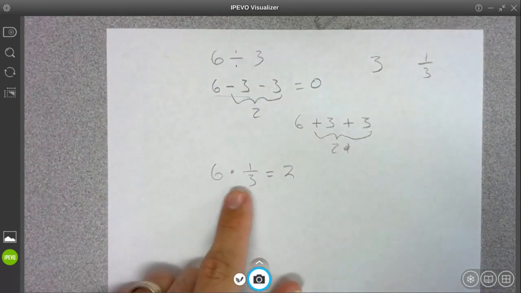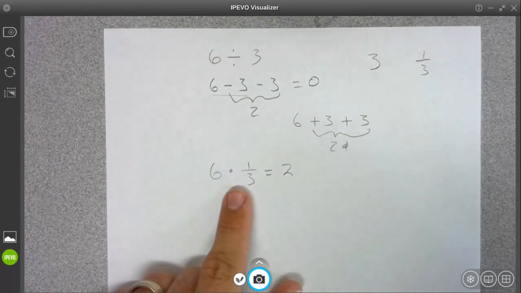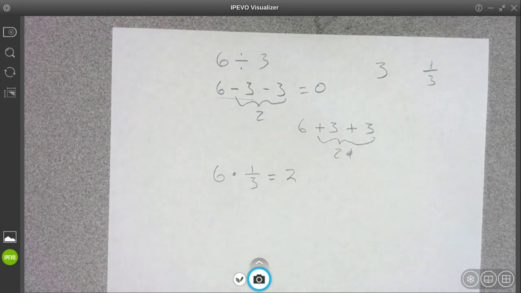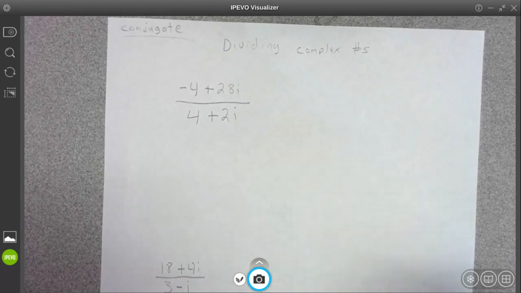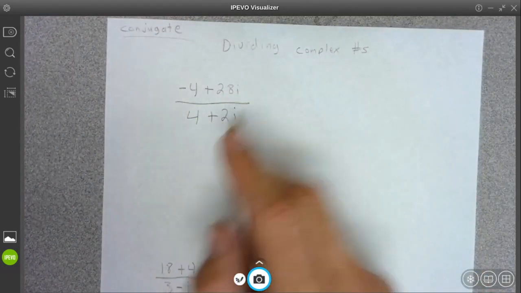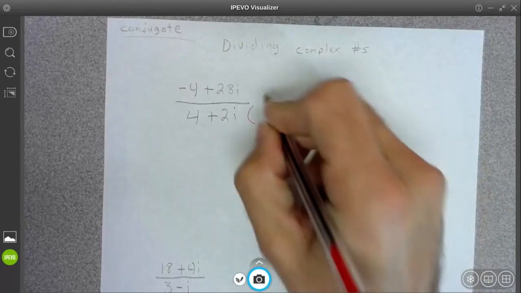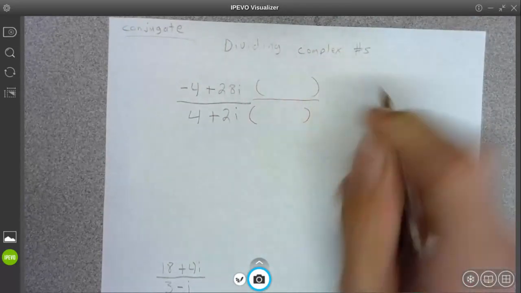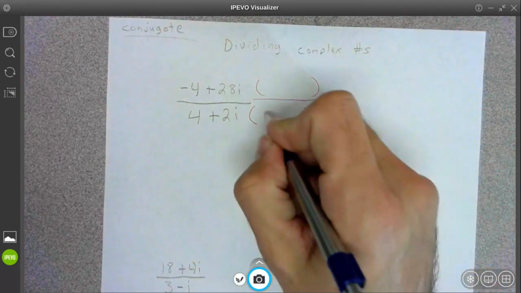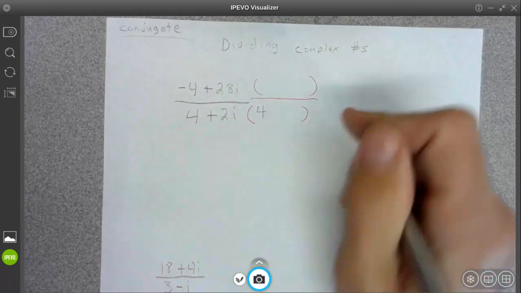But, I mean, how do you even evaluate multiplying by 1/3? You're going to use division to do it. But what we're doing today, it's a little like that. I mean, we're dividing, but in order to divide these, we actually have to multiply. So what we're going to do is we're going to multiply by the conjugate of the bottom. All right, we're going to multiply top and bottom by the conjugate of the bottom. So remember, the conjugate is just where you change that middle sign.